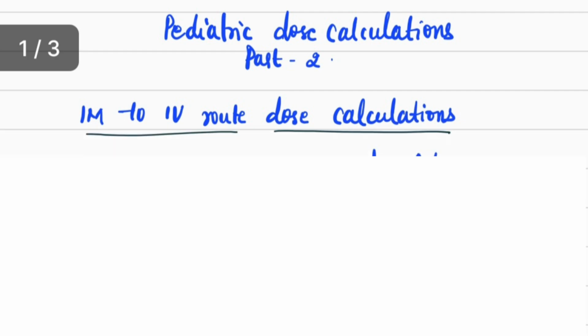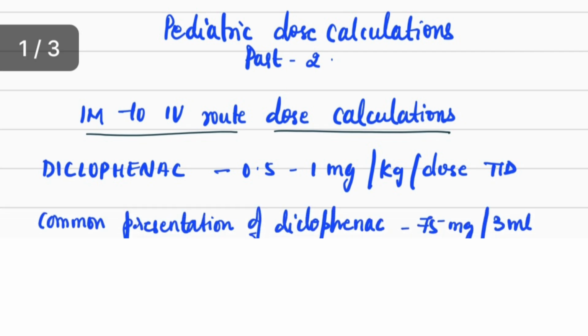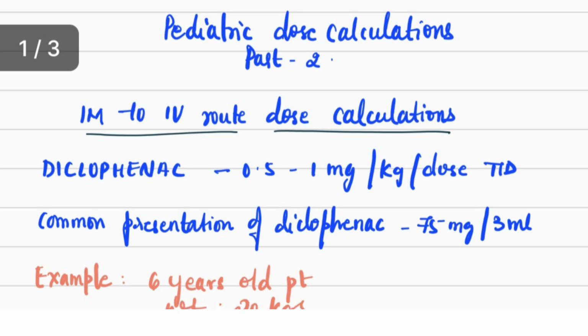Let us take an example of diclofenac, which is 0.5 to 1 mg per kilogram per dose, given 3 times in a day. The common presentation of diclofenac is 75 mg in 3 milliliters. Let us take an example of a 6-year-old boy weighing 20 kg.